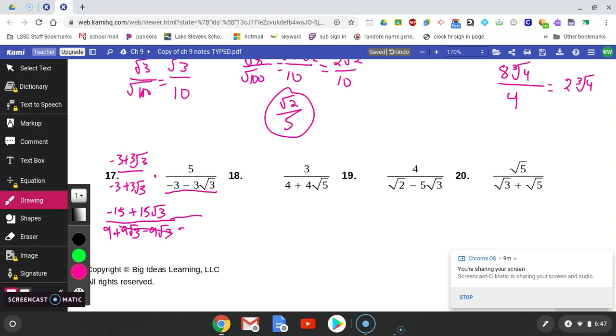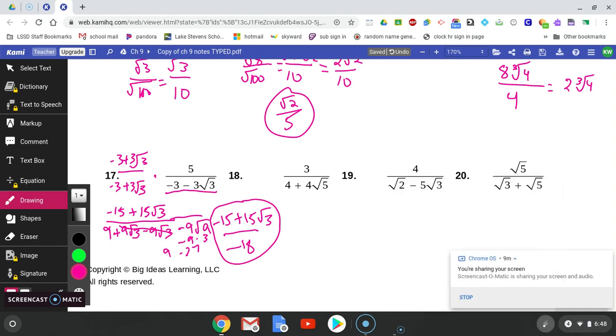And then minus 3 square root of 3 times 3 square root of 3 is 9 square root of 9. So the square root of 9 is 3. So I have a -9 times 3, which is a -27. And I have the 9 minus that, which means I have a -18 in the bottom. And in the top, I have a -15 plus 15 square root of 3. I am okay with you leaving it like that. However, this one can be reduced more.